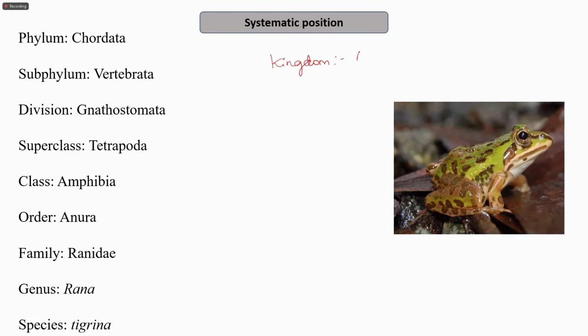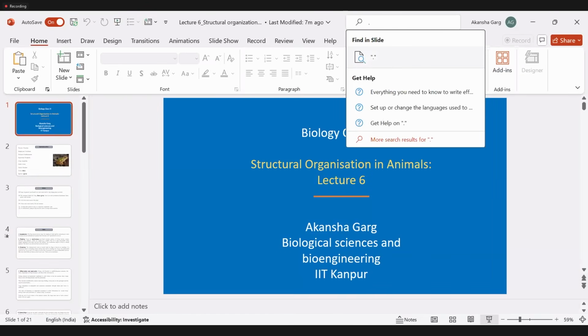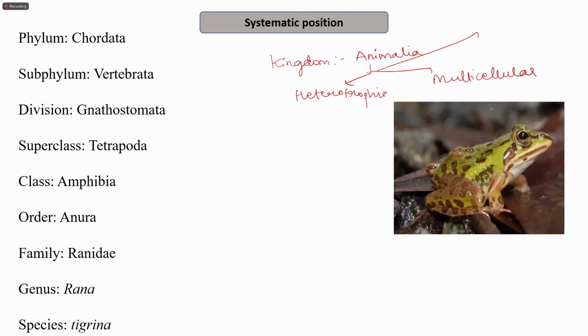Kingdom Animalia. That is, they are heterotrophic. They cannot produce their own food. They are multicellular. They are eukaryotic. They belong to phylum Chordata.